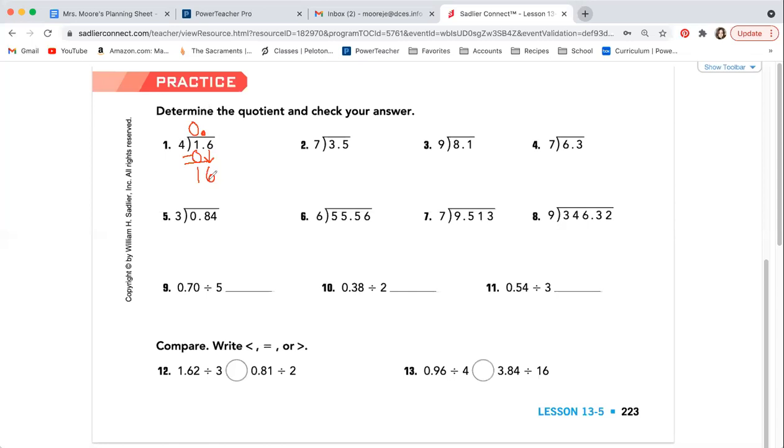How many times does 4 go into 16? 4. And you can be done as soon as you get to a remainder of 0. And you know we like to put smileys in our remainder. That way we know we're done, right? We're happy, we're done.